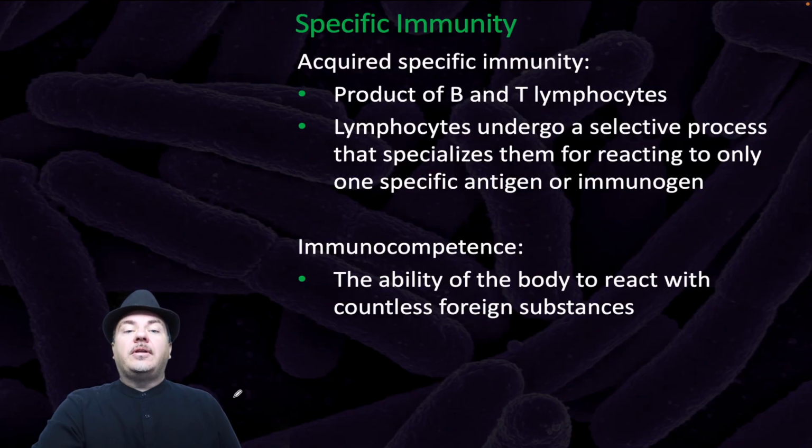Acquired specific immunity is a product of B and T lymphocytes. Lymphocytes undergo a selective process that specializes them for reacting to only one specific antigen or immunogen. Immunocompetence is the ability of the body to react with countless foreign substances.